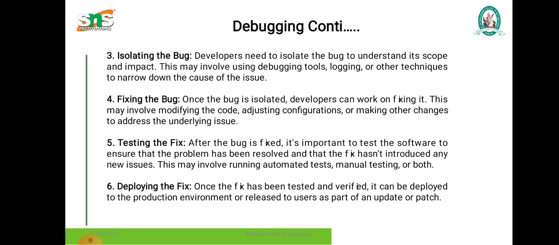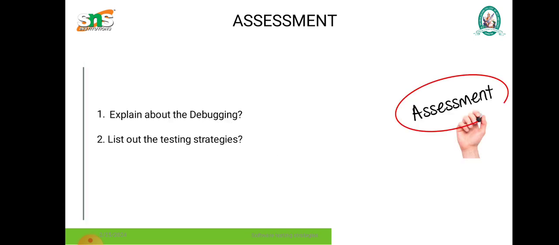Testing the fix. After the bug is fixed, it is important to test the software to ensure that the problem has been resolved and that the fix hasn't introduced any new issues. This may involve running automated tests, manual testing, or both. Next one is deploying the fix. Once the fix has been tested and verified, it can be deployed to the production environment or released to the users as a part of an update or patch.